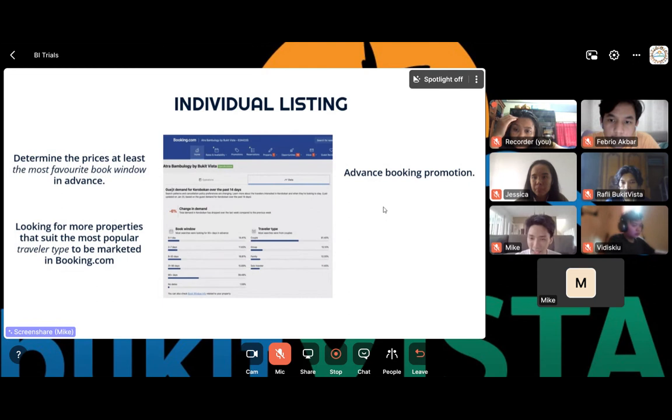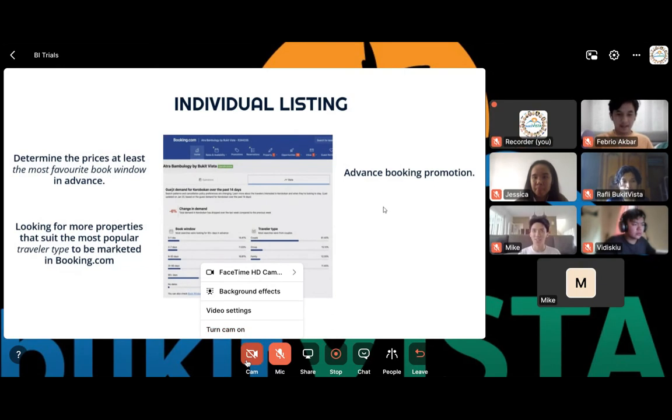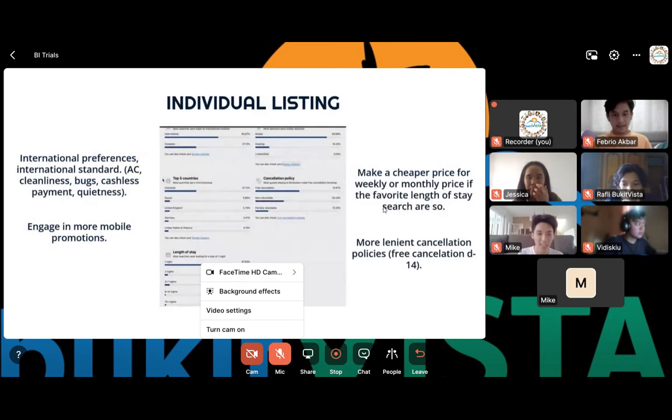And another one is about the advance booking promotion. Just like what I said earlier, we should plan some promotions and maybe vouchers for the rest of the year.